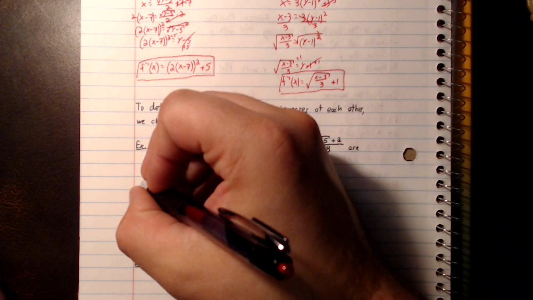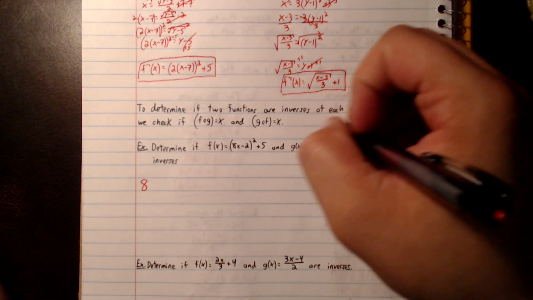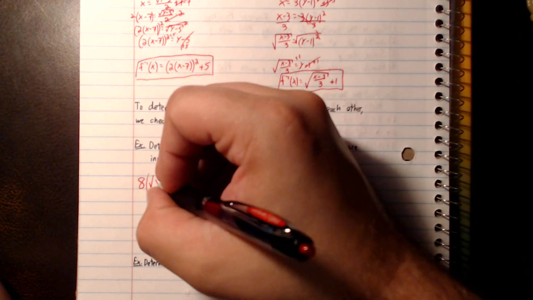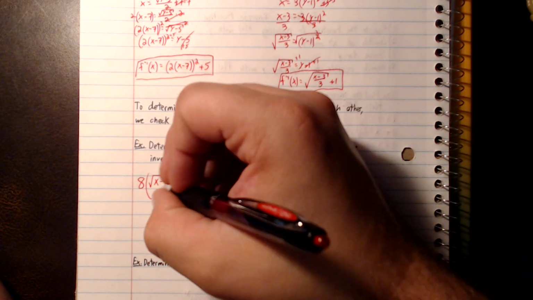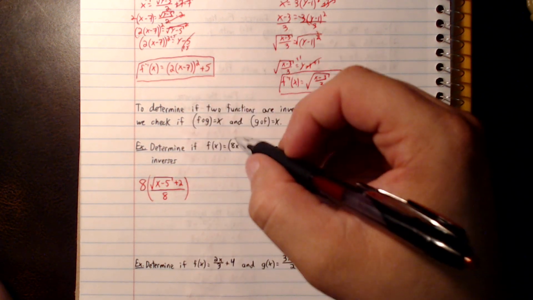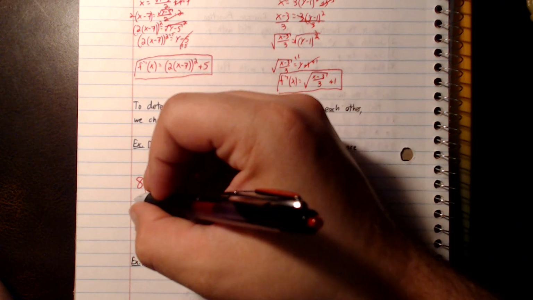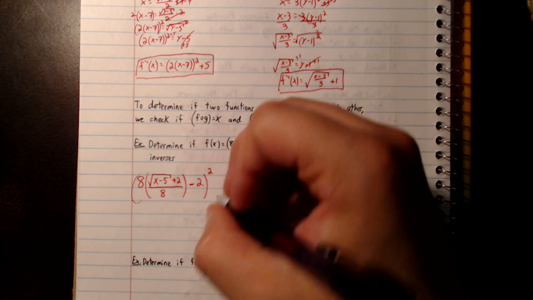So I keep the 8. That x is this whole thing. It's the square root of x minus 5, plus 2, over 8. That was just right here. I still have minus 2 and squared going on, plus 5.